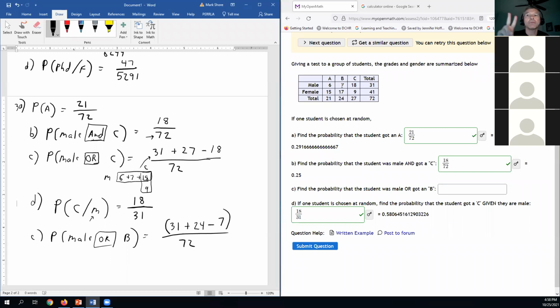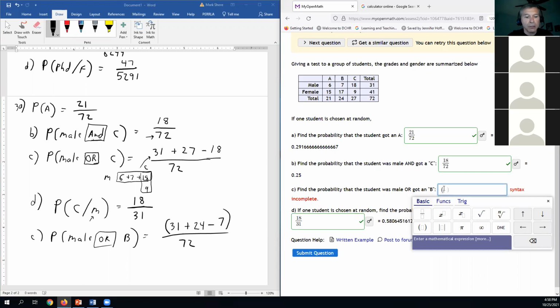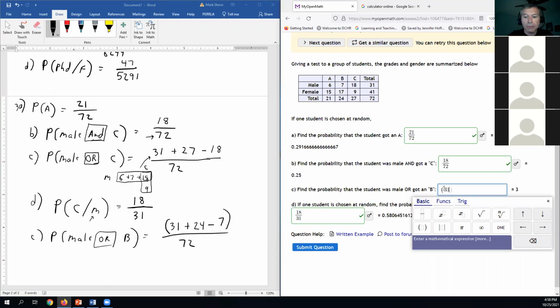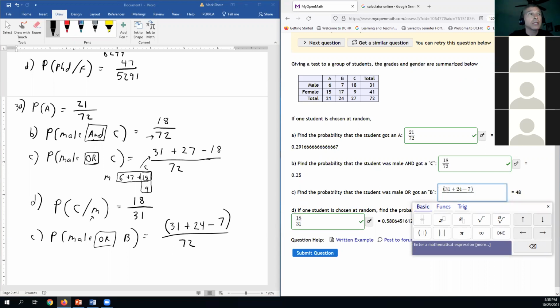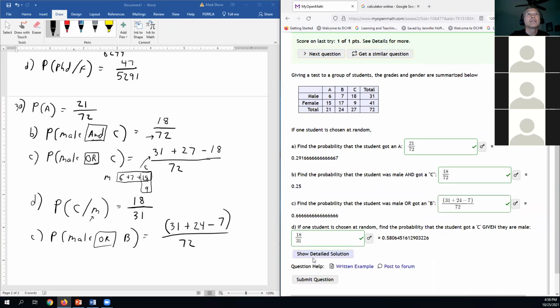When you subtract them off, then they're only counted once. So the right answer is actually this fraction: 31 plus 24 minus 7, and all that stuff is over the 72. All right, so that's good stuff.